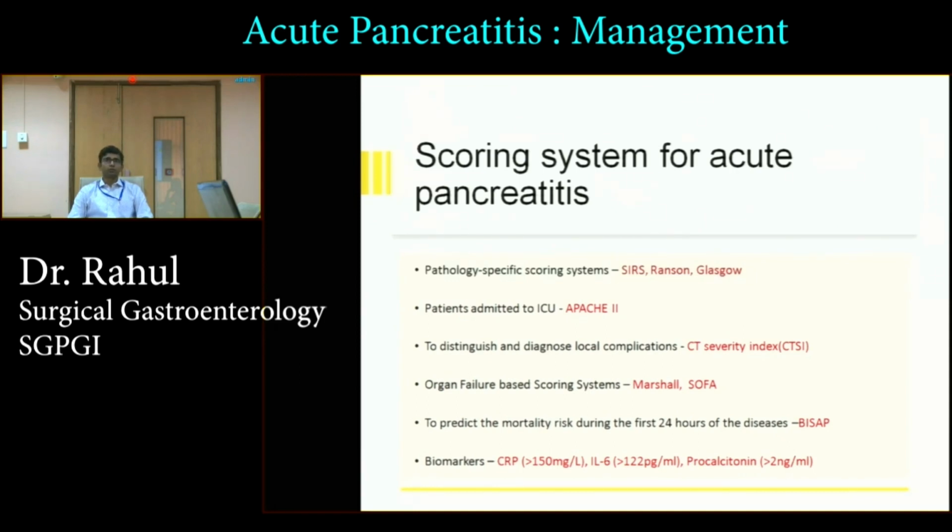There are a few biomarkers also available. If the CRP, C-reactive protein, is more than 150 mg per liter, or IL-6, which is done nowadays commonly in the majority of centers, is more than 122 picogram per ml, or procalcitonin is more than 2 nanogram per ml at the time of diagnosis or presentation, then it meets the criteria of severe pancreatitis.